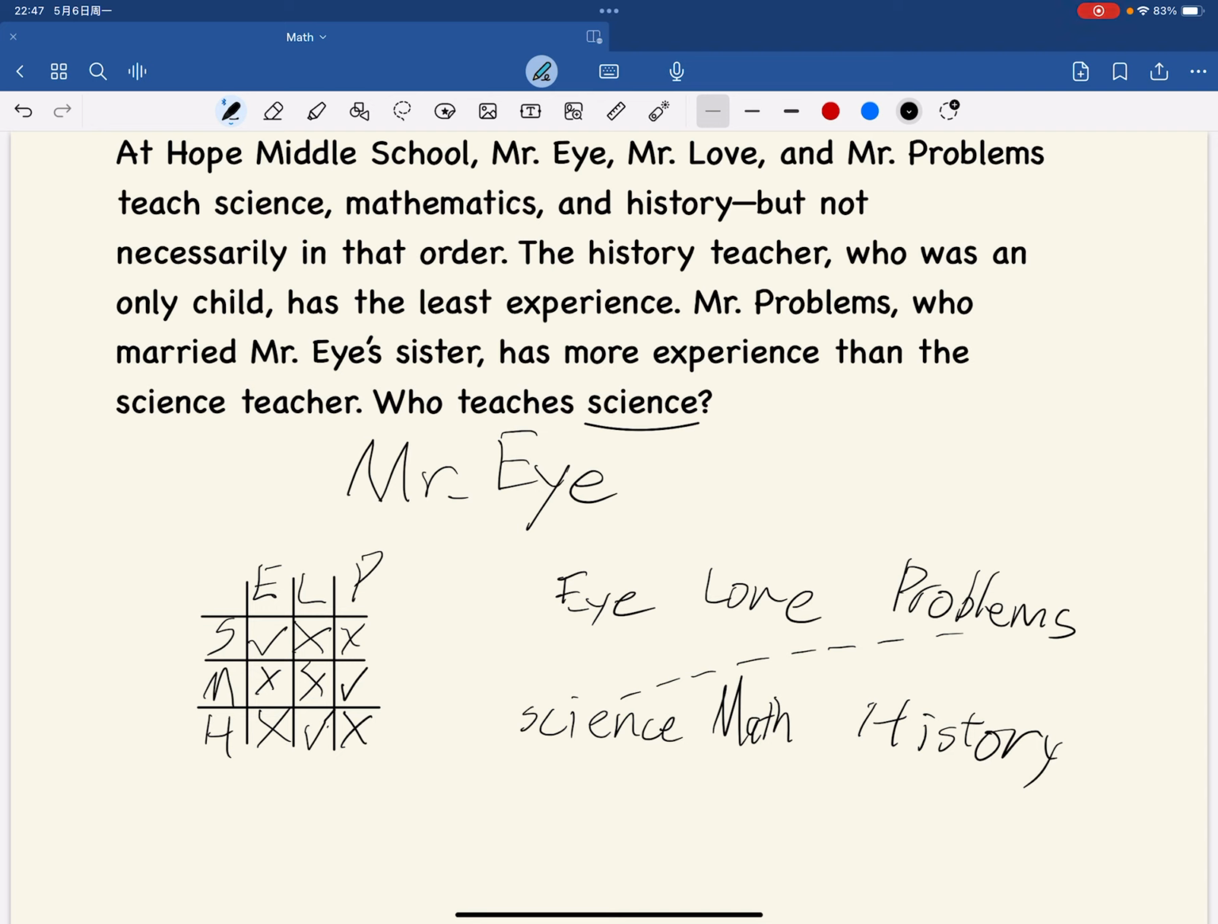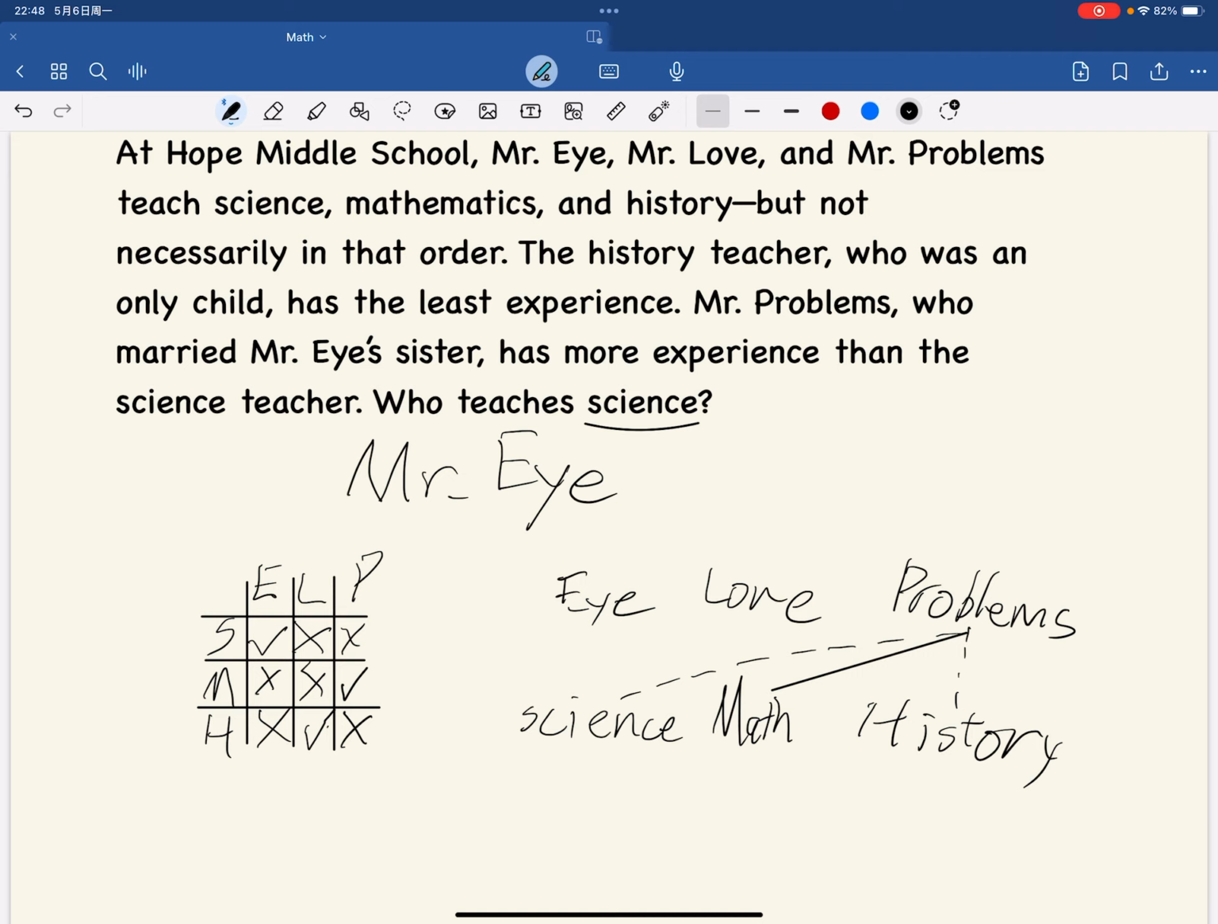And then, combining the first and second clue, the history teacher has the least experience and Mr. Problems has more experience than the science teacher. That means Mr. Problems can't have the least experience. So he's not the history teacher. Since math is the only option left, we draw a straight line to Mr. Problems.